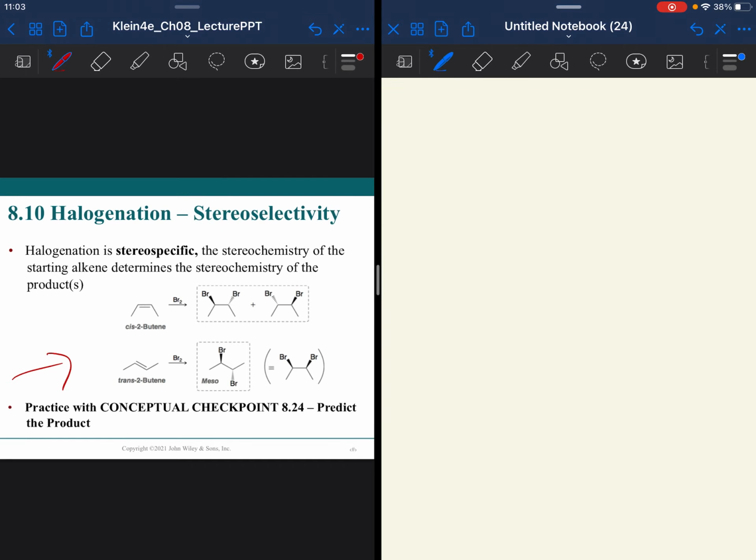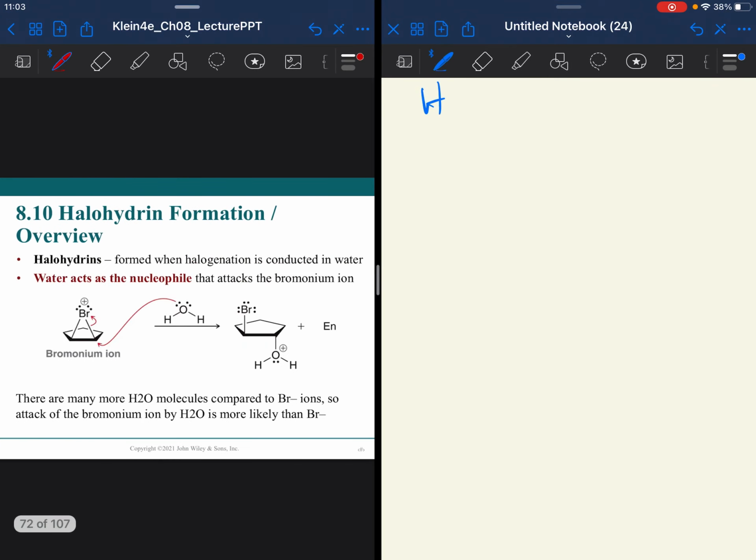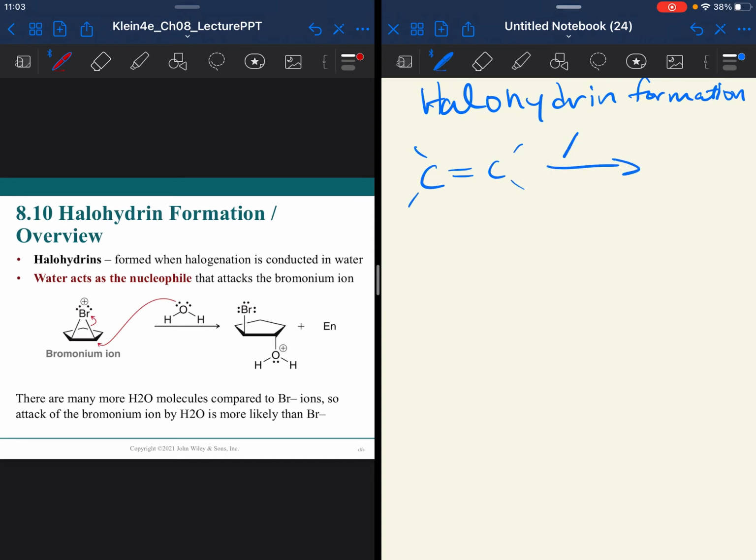But if you switch that solvent with a protic solvent, you get something called halohydrin formation. So now we're going to be adding a halogen and an OH. Right? So we're going to take our carbon-carbon double bond. We're going to add X2, but now we're going to put it in water. So we're going to add water instead of an inert solvent, or just not even mentioning the solvent. And on one side, we'll get an OH. On the other side, we'll get a halogen.